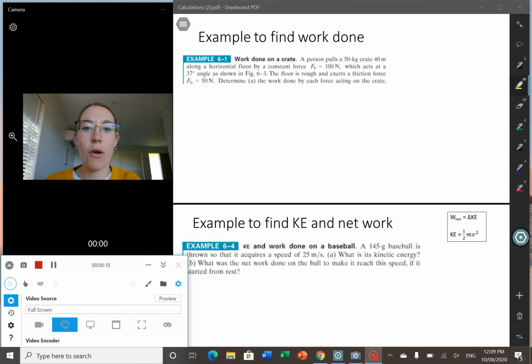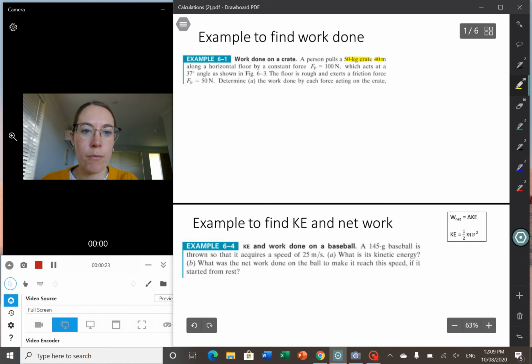In our first scenario, we're looking at work being done on a crate. A person pulls a 50 kilogram crate 40 metres along a horizontal floor by a constant force of 100 newtons. This acts at a 37-degree angle, and the floor exerts a friction force of 50 newtons. We want to calculate the work done by each force acting on the crate.